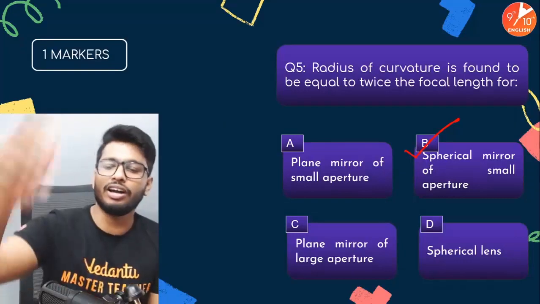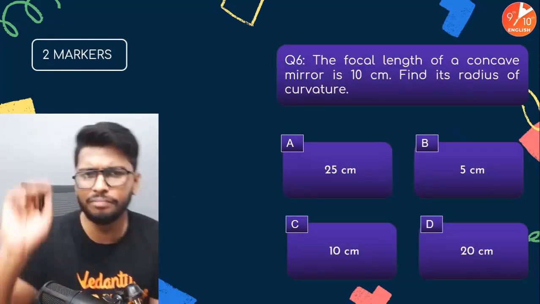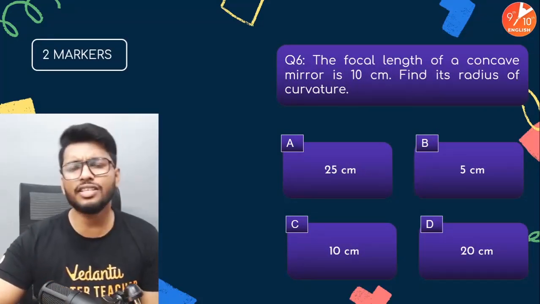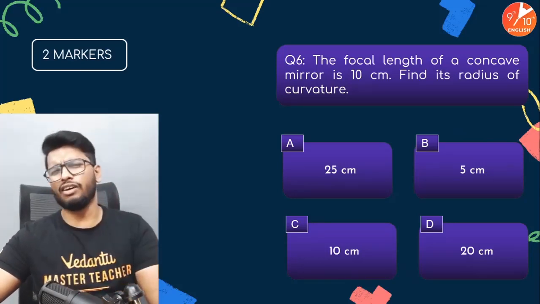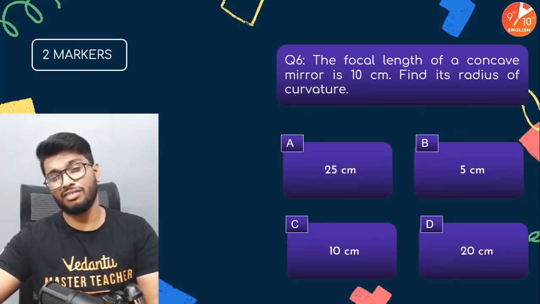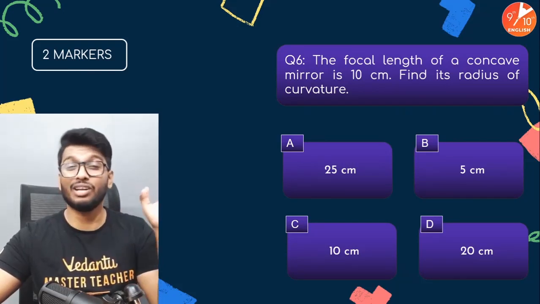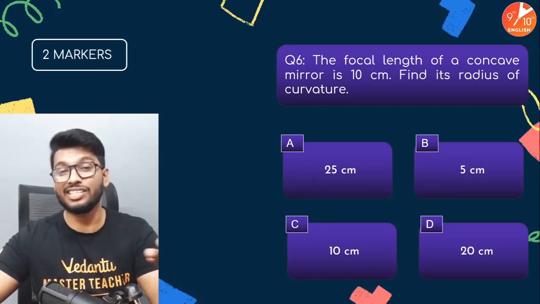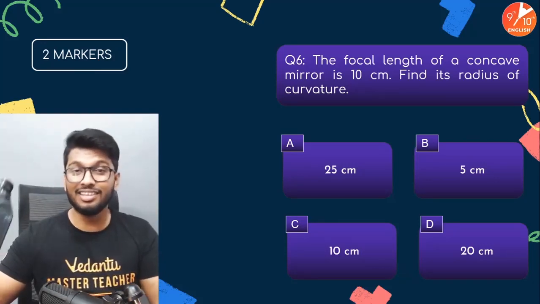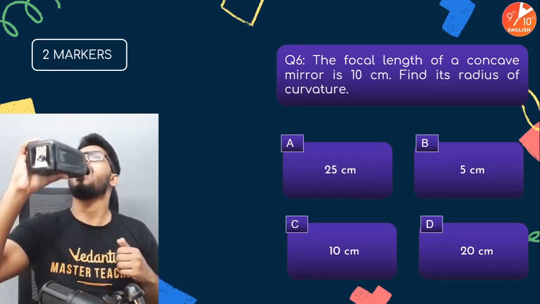All right, moving on, guys, to the next question. Here's another one. It's a 2-marker question. The question is, the focal length of a concave mirror is 10 centimeters. Find the radius of curvature. Very difficult question. Go ahead. Is it 25 centimeters, 5 centimeters, 10 centimeters, or 20 centimeters? I'm pretty sure you have already put the answer. Let me just drink some water in the meantime.